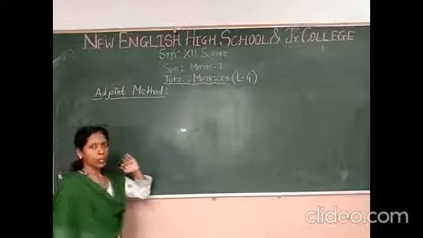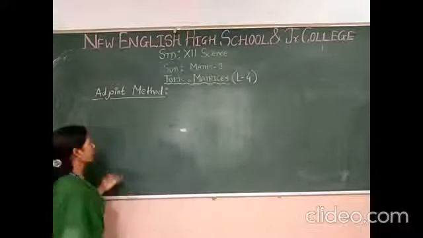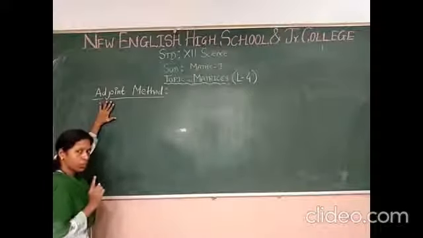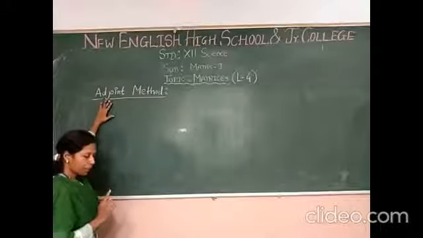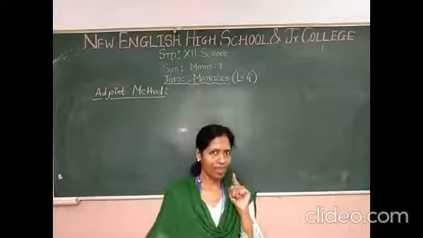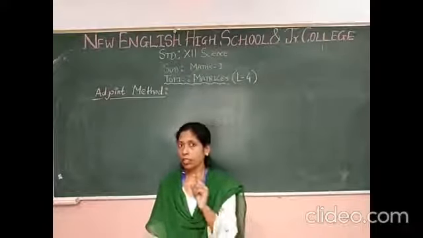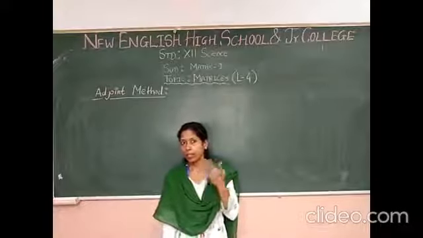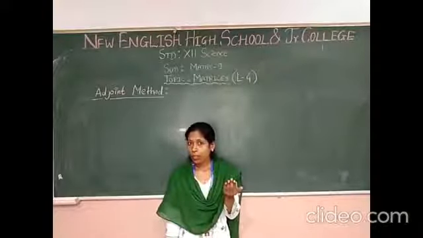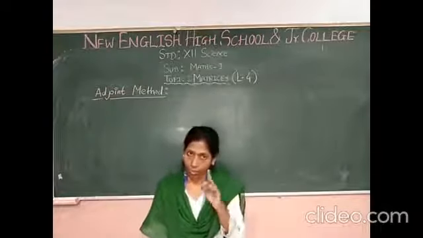First, I am going to discuss the adjoint method. Okay, children, while finding the inverse of a matrix using the adjoint method, we have to find the adjoint of the given matrix. And you know what the adjoint of a matrix is? Adjoint of A is the transpose of the matrix of cofactors. You know, na? We have already done this.